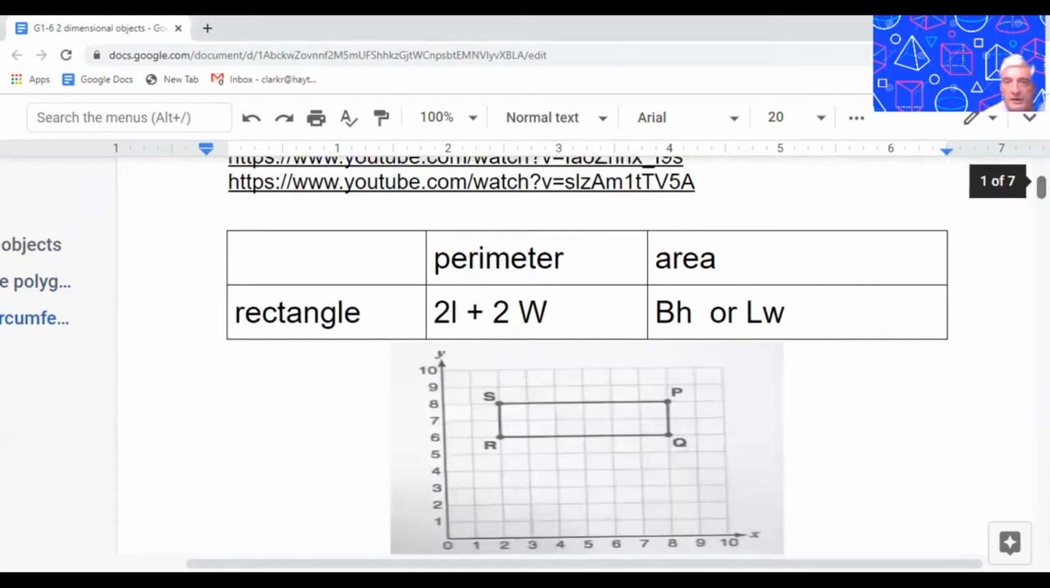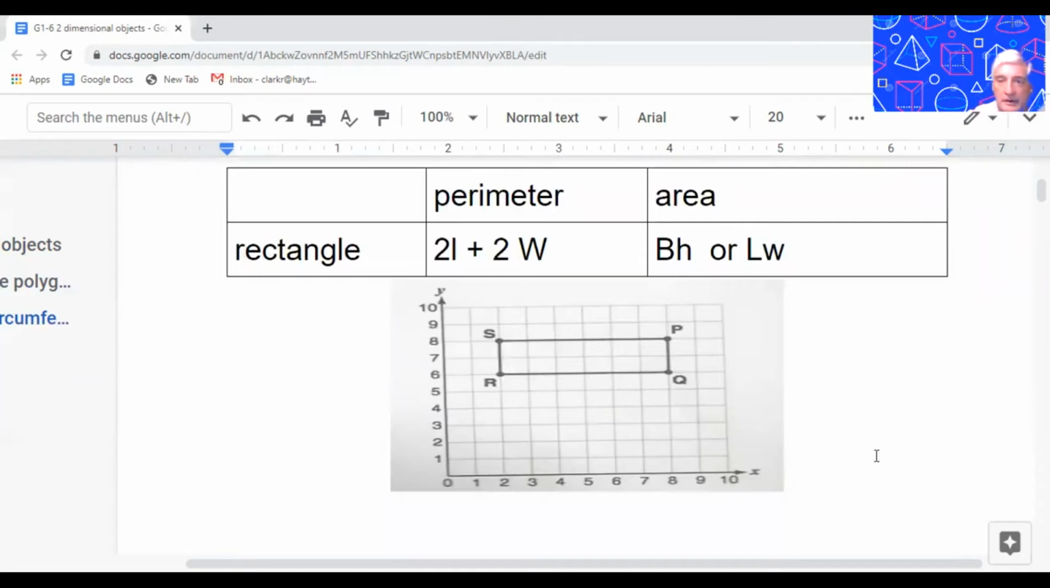But when we talk about perimeter and area, we're talking about 4 basic shapes. Let's start with the rectangle. The perimeter of a rectangle is twice the length plus twice the width. And our length here is set on a graph, so we have to count to figure out that this side is 2 and this side is 6. So perimeter equals 2 times 2, which is 4, plus 2 times 6, which is 12. The total is 16.